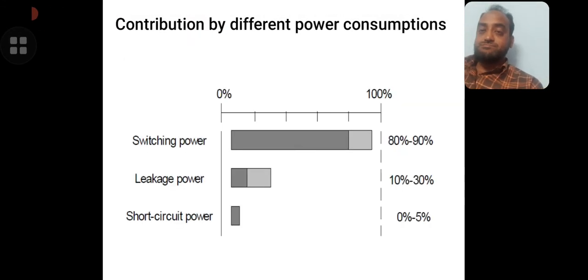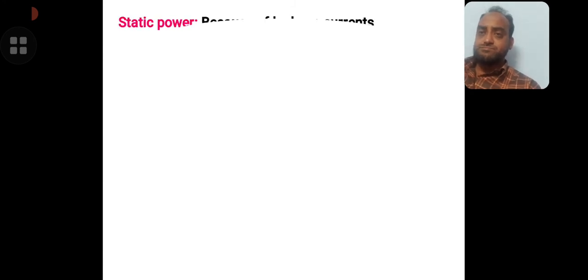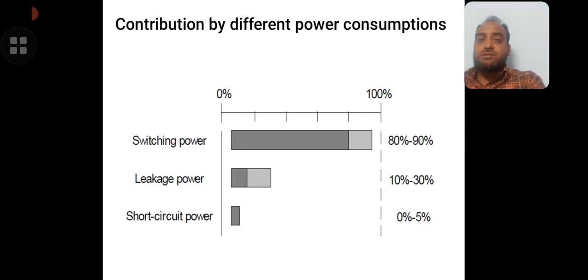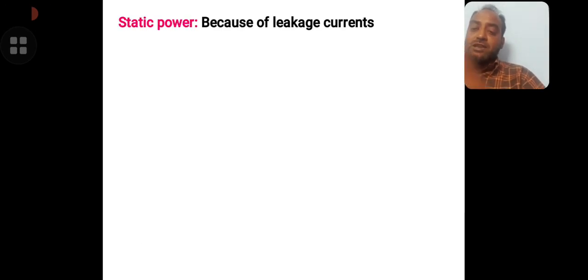Now, the contribution of different power consumptions you can see here. Switching power contributes 80 to 90% of the total power dissipation, whereas leakage power contributes 10 to 30% of the total power consumption. Short circuit power, which happens through PMOS to NMOS devices, is up to 5% only. Now the other side of this power consumption is, one is dynamic power consumption, another one is static power consumption. This static power consumption is because of the leakage currents.